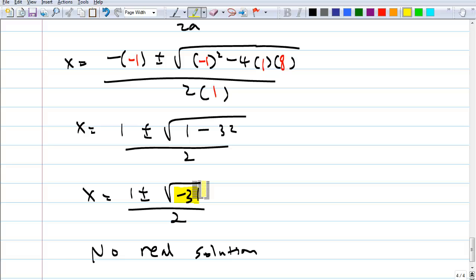Question. Would you get points if you just said no solution? No, but when we say no solution, we mean no real solution anyway. But yeah, it's the same thing.